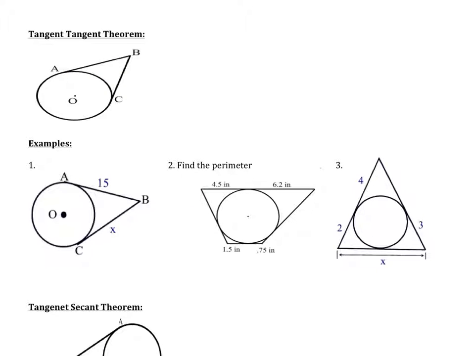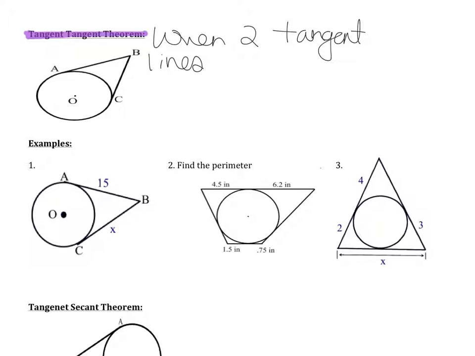Tangent theorem. Highlight it for me, please. Tangent theorem: when two tangent lines intersect, they are congruent. So when two tangent lines intersect, they are congruent.